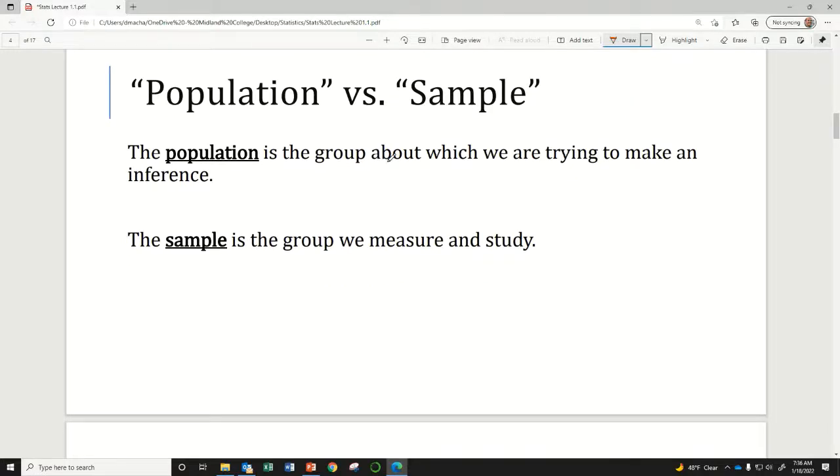Now, this is kind of what I already said. The population is the group about which we are trying to make an inference. The sample is the group that we actually measure and study.